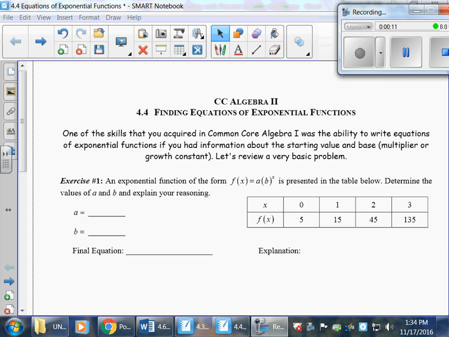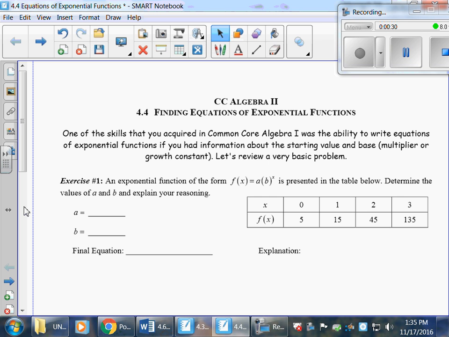Now, you spent some time already with exponential functions in Common Core Algebra 1, so this shouldn't be completely new to you. So I feel like sometimes in some of these problems, a little common sense is all we need. So let's try and use some of that when we're looking at exercise number 1.